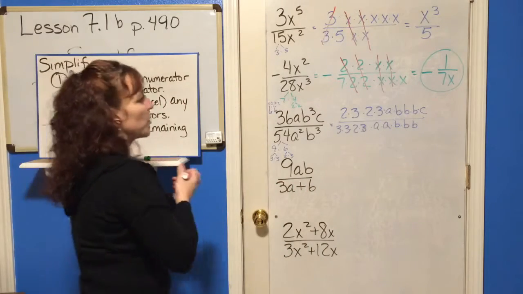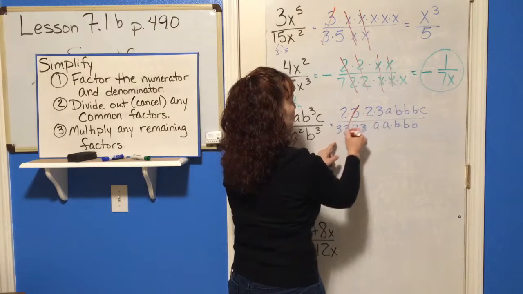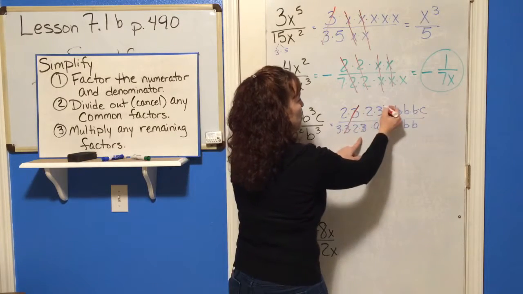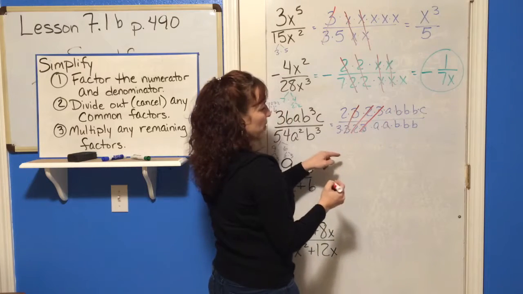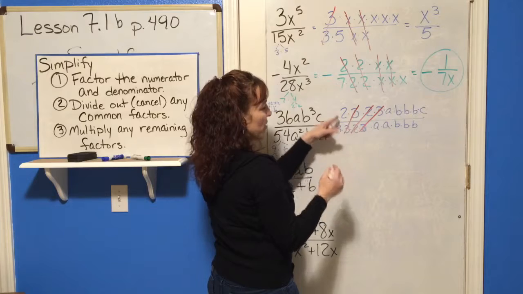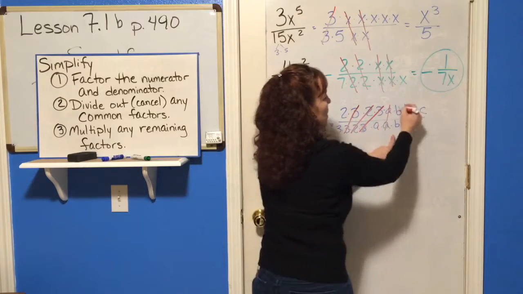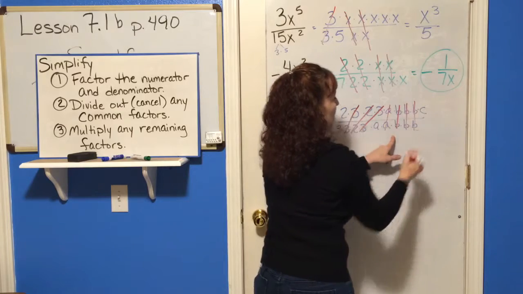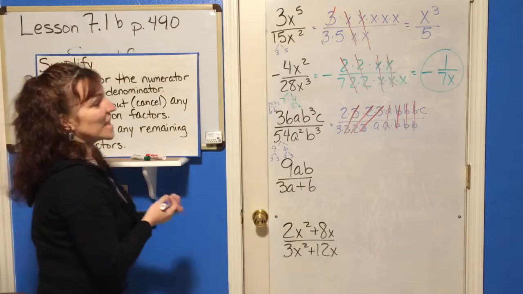Now go in and get rid of what's the same. Be careful that it's the same. So these 3's are the same. And here's 3's that are the same. And here's 2's that are the same. There's another 2, but I don't have any other 2's left. I don't have any other 3's. Here's A's are the same. 1, 2, 3 B's are all the same. So I think that's all that's left that's the same.